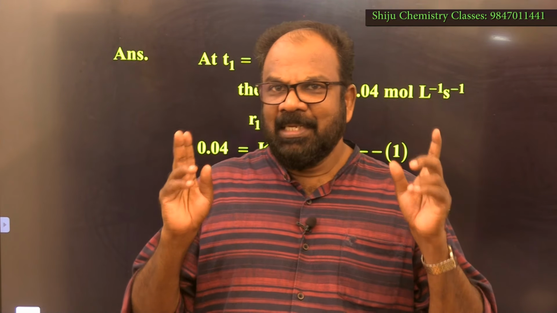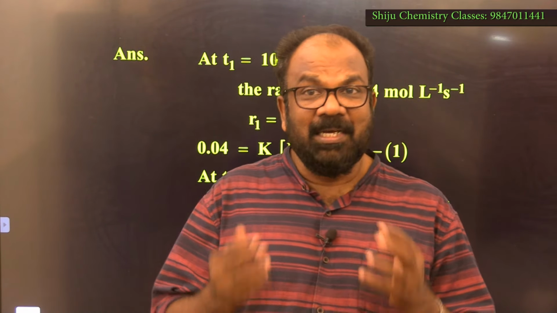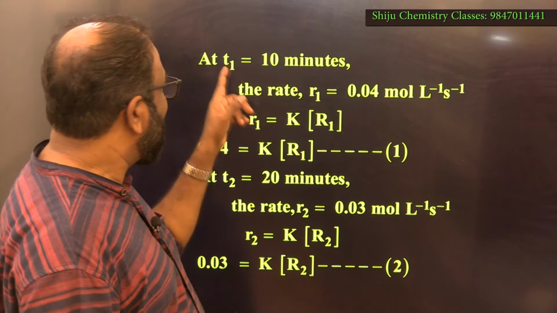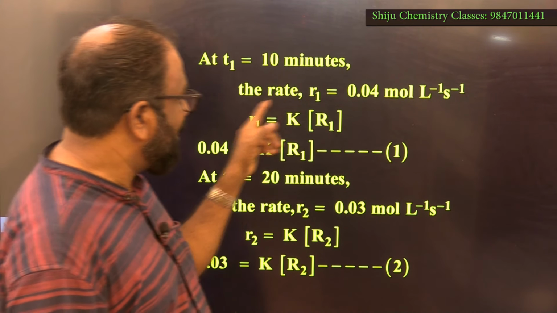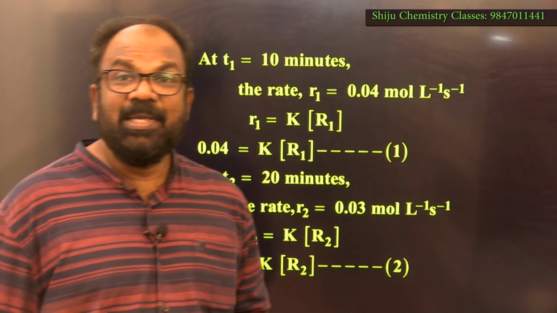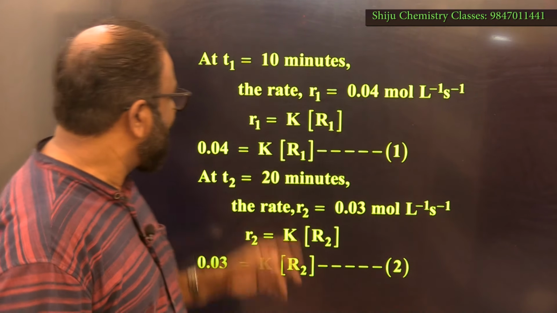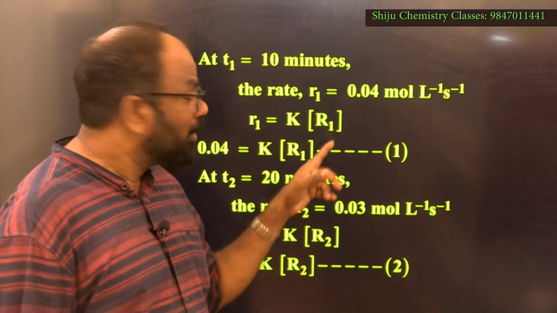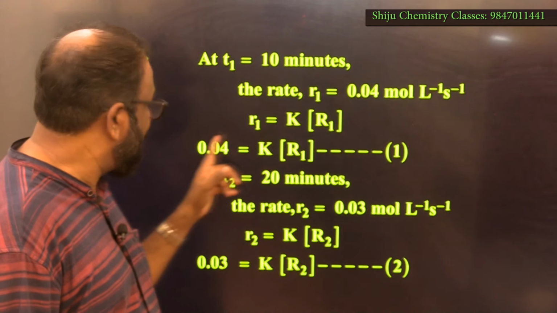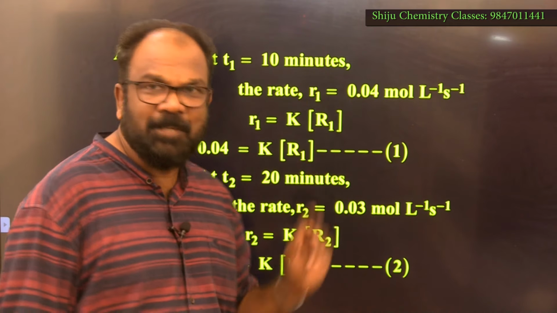In this question, the rate of a first order reaction at two different times, that is at 10 minutes and 20 minutes, are given. We need to calculate the half-life of the reaction. When T1 is equal to 10 minutes, the rate of reaction R1 is given as 0.04 moles per liter per second. We know the rate of a reaction is equal to a constant K into the concentration of the reactant. Therefore, R1 is equal to K into the concentration of the reactant, capital R1. Then substituting for R1, the equation becomes 0.04 is equal to K into capital R1. This is equation number 1.